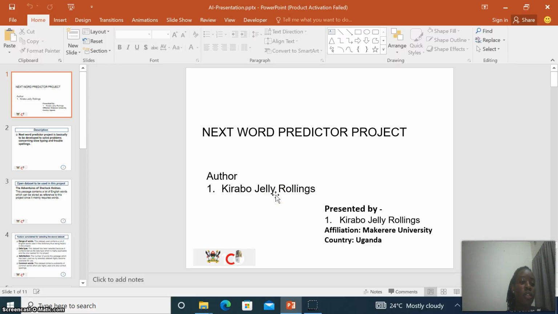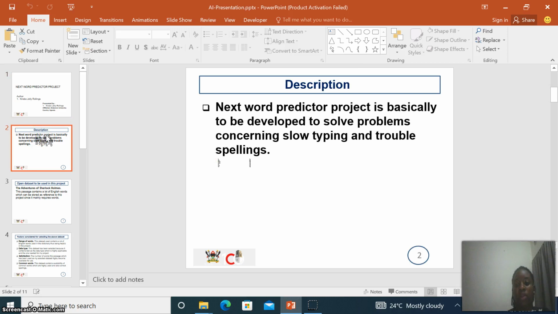Hello everyone, this is Jelly once again, and we are continuing with our previous project, which is the next word predictor project. And in this project, it's still the same, going to tackle the same problems of slow typing.